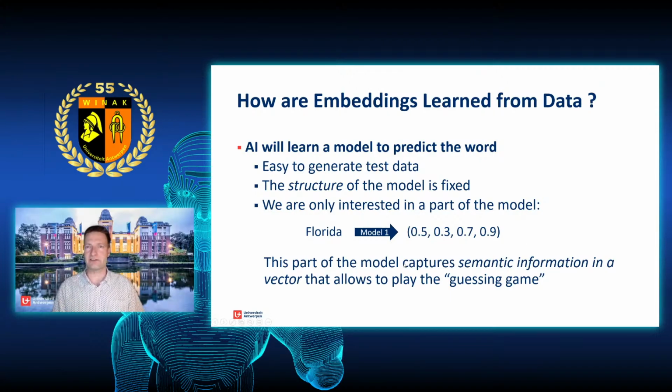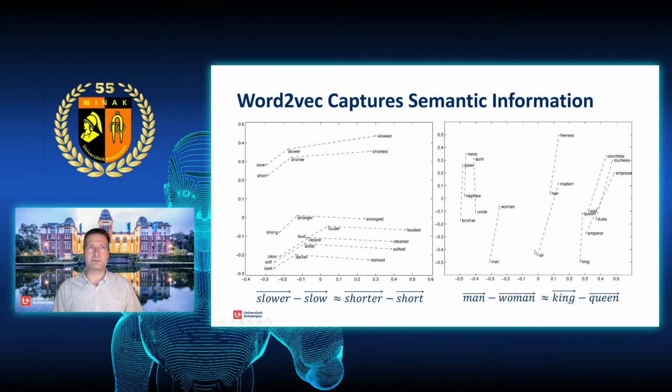This part of the model captures semantic information in a vector that allows it to play the guessing game, and we're going to use it for a lot of other applications as well. Capturing semantic information works extremely well for this task. So what you see here is, words have been trained, and we have found embeddings in this particular way. This is done on Google News articles, and it's, I think, 300-dimensional. It's being projected on the first 2 principal components, but that already gives an idea of the position of the words with respect to one another.